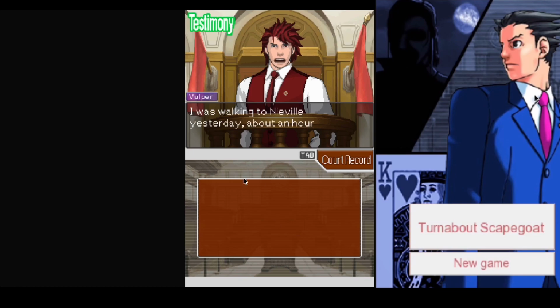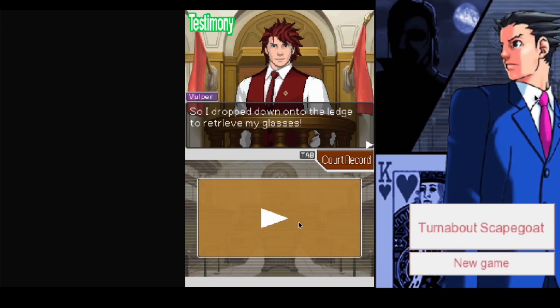I was walking to Neville yesterday at about an hour before the murder to visit a friend. But I dropped my glasses and they went over the edge of the cliff. Luckily, there was a rocky ledge on which they landed. I was so glad they didn't fall down the gorge. I can't see squat without them. So I dropped down on the ledge to retrieve my glasses.